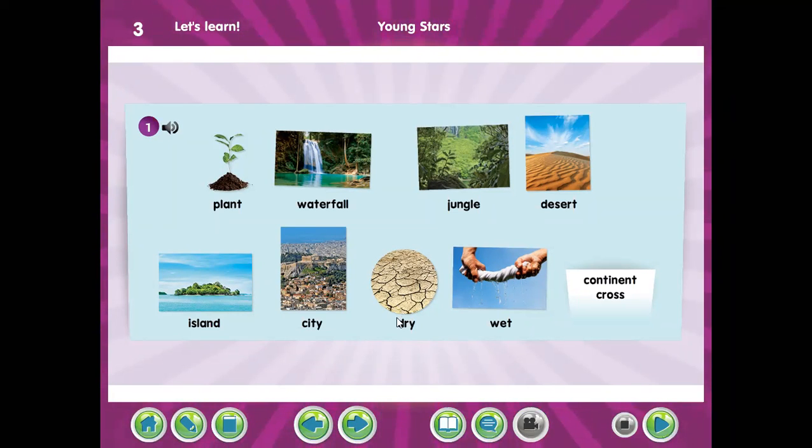Okay. Dry. This is very important, please pay attention. Dry and wet. These two are adjectives and have comparatives. The comparative of dry, drier. And the superlative, the driest. The same with wet. The comparative of wet, wetter. The superlative, the wettest. Okay.